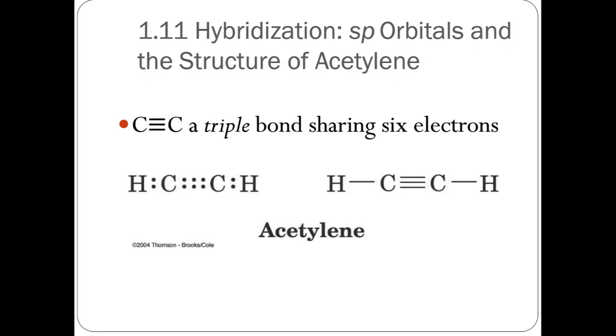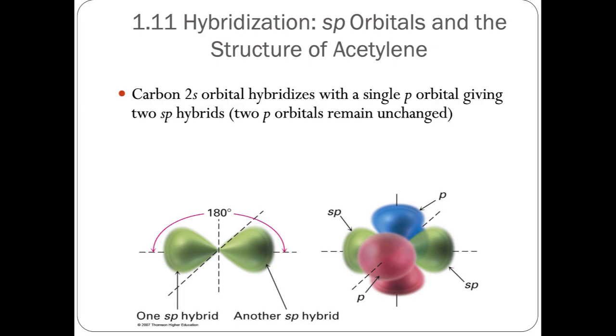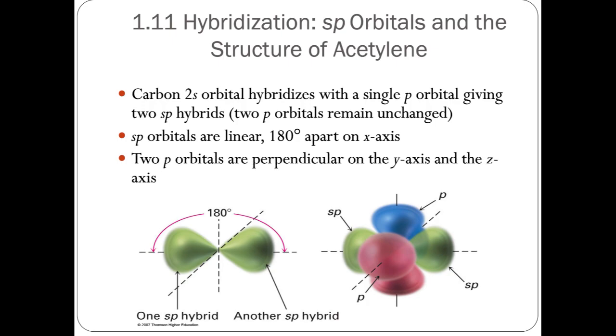sp orbitals and the structure of acetylene. The C≡C triple bond shares 6 electrons. The carbon 2s orbital hybridizes with a single p orbital giving two sp hybrids, and two p orbitals remain unchanged. The sp orbitals are linear, 180 degrees apart on the x-axis. The 2p orbitals are perpendicular, on the y-axis and the z-axis.